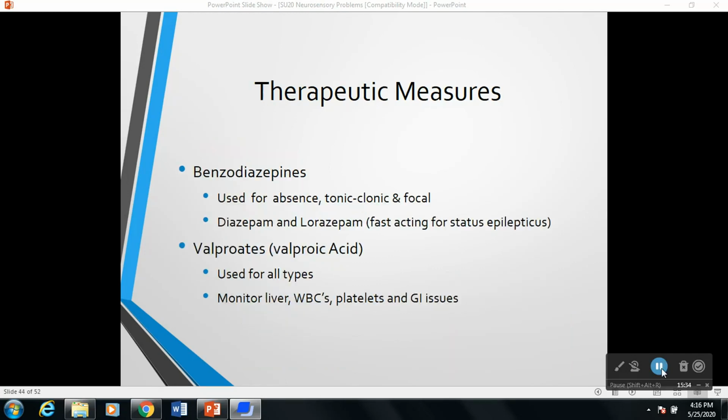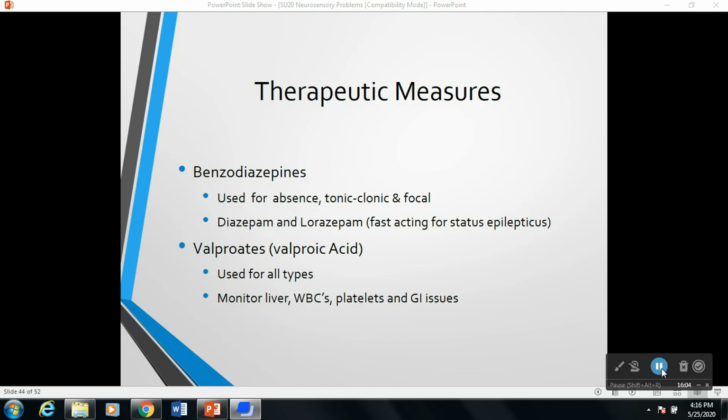Benzodiazepines are also used for absence or tonic-clonic and focal seizures. Examples are diazepam or lorazepam. This is the most common one that they will also use for status epilepticus because it's very fast acting. Side effects of the benzos, again, is drowsiness. Watch for impaired liver function. And the antidote is called flumazenil.